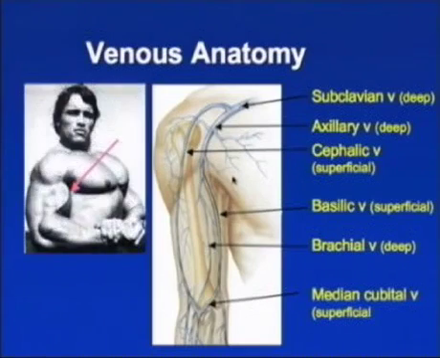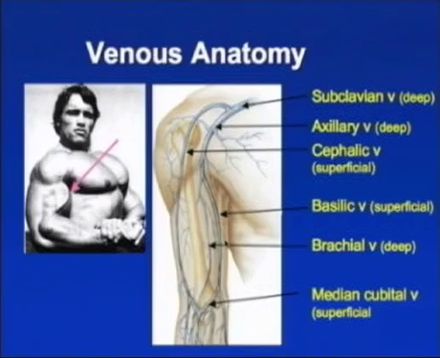Now, the superficial veins consist of the cephalic vein, which courses along the lateral aspect of the biceps muscle. This is the vein that's quite prominent in our favorite weightlifter, Governor Schwarzenegger. This is the vein that we see quite frequently on weightlifters in the lateral aspect of the arm. The cephalic vein joins with the axillary vein to form the subclavian.